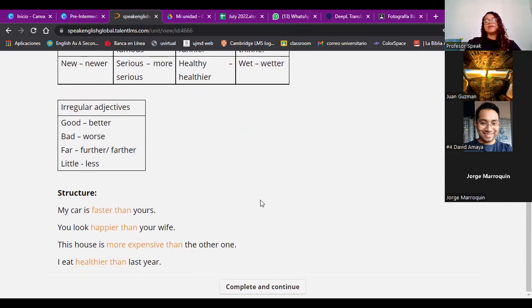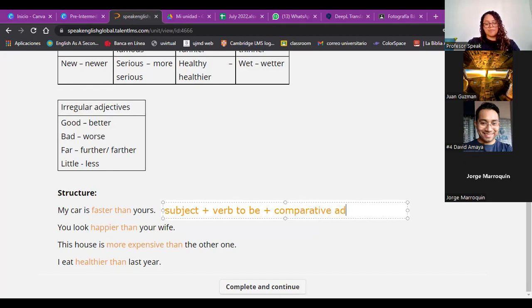Yes. Okay, very good. Now, the structure in a sentence is this. My car is faster than yours. The structure that we have over here is subject plus verb to be plus adjective, obviously in the comparative form. Let me put comparative adjective plus than. This is very important, guys. With comparative adjectives, we use the word than. And after than, we can say complement.